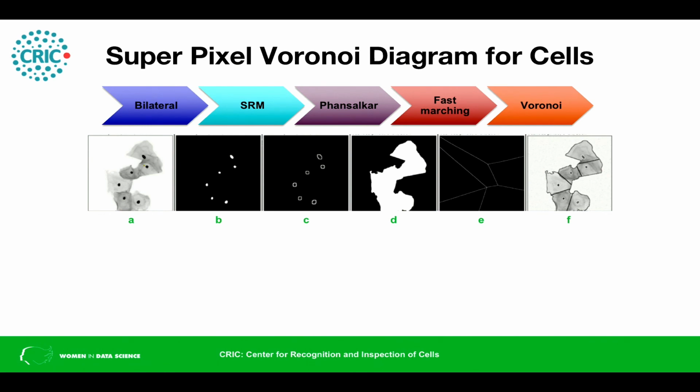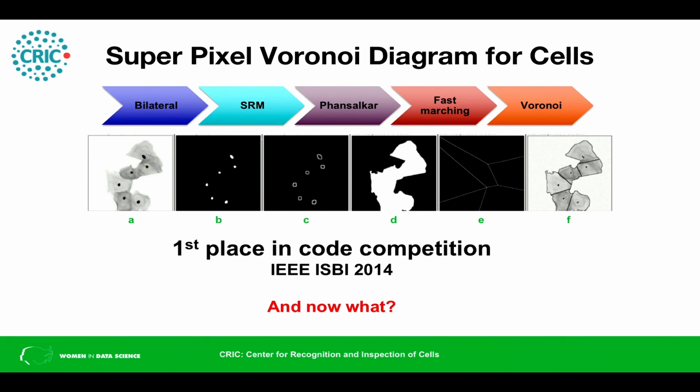We find the cytoplasm body, but how do we split it? Well, as computer scientists, we use distance. Whatever is closer to one nucleus belongs to that one, and so on and so forth. And what we thought would be last was actually first place in the competition.